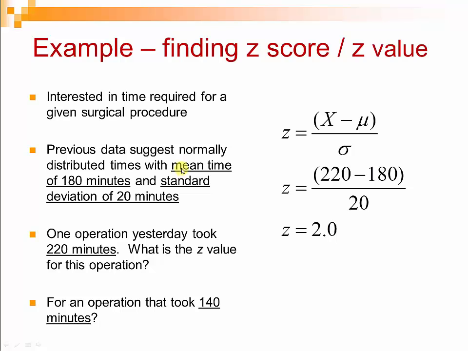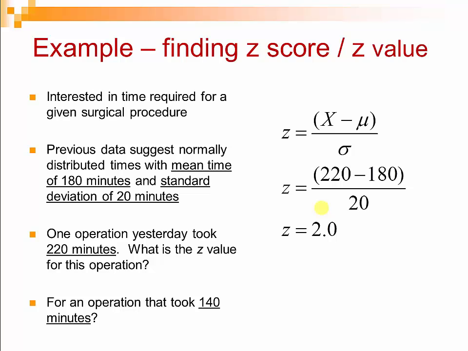Well, we just plug in the values. Previous data suggests normally distributed times with mean time of 180 minutes. So we plug in 180 minutes, that's our mu, our mean time, and a standard deviation of 20 minutes, so that's our denominator. And then we took our one observation of 220 minutes. So that's our x value. So we put in the 220 minus 180, and what do we get? 40 divided by 20. So 220 minus 180 is 40, divided by 20 equals 2. So our z-score is 2.